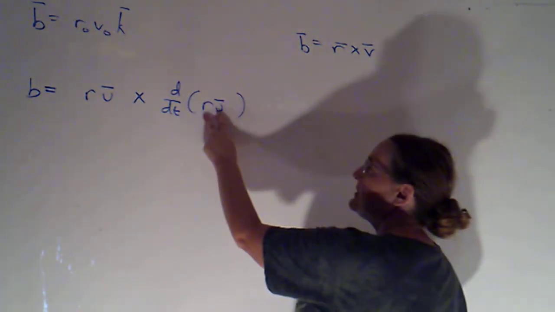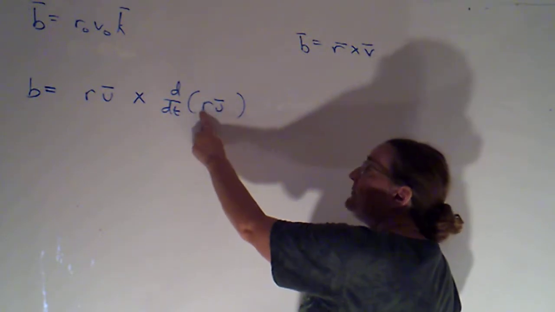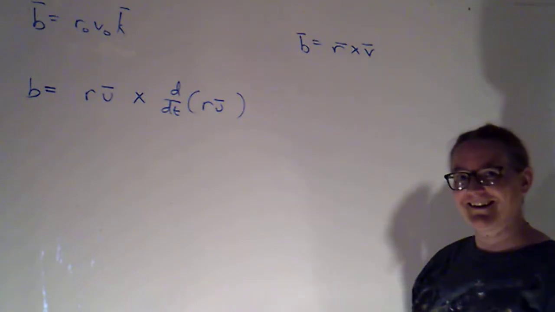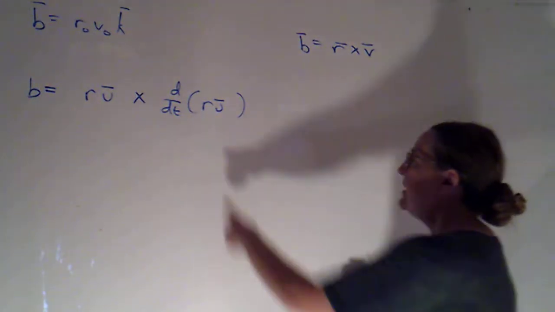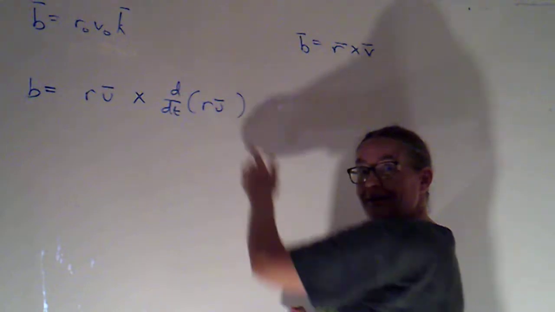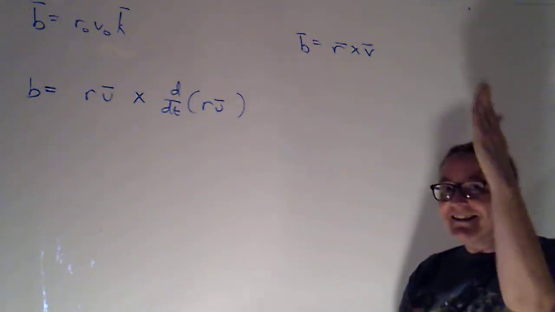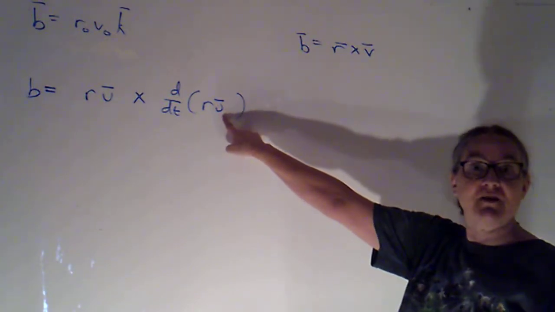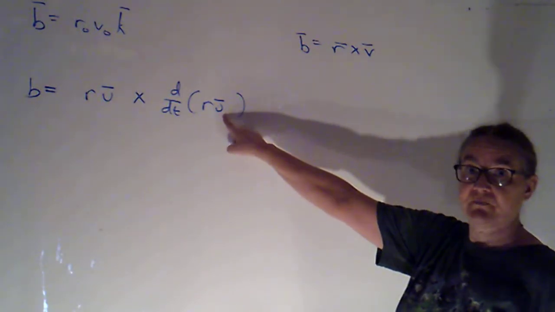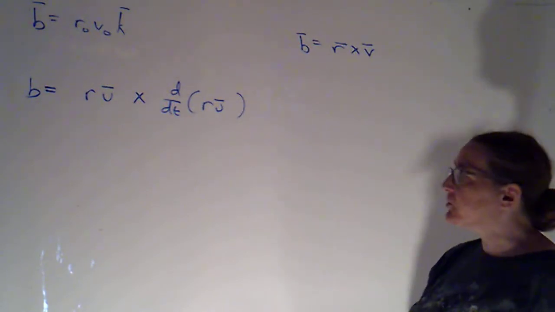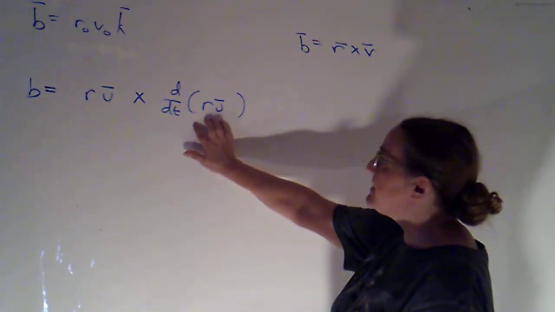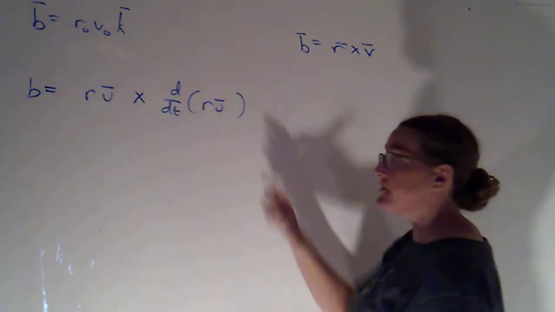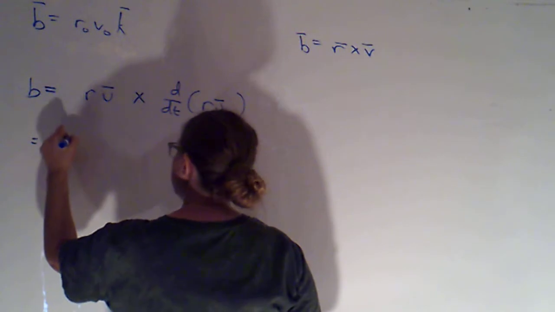Now recognize that this is a product of a scalar valued function, the distance of the planet from the sun, and a vector valued function. The unit vector that points from the sun to the planet is also going to be a function of time, but it's a vector valued function. So I have a version of the product rule that tells me how to take the derivative of a product of a scalar valued function and a vector valued function. So I'm going to use that.